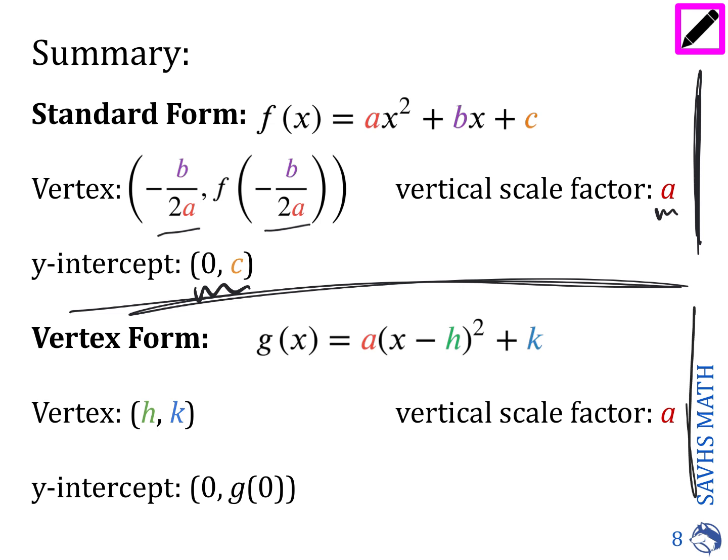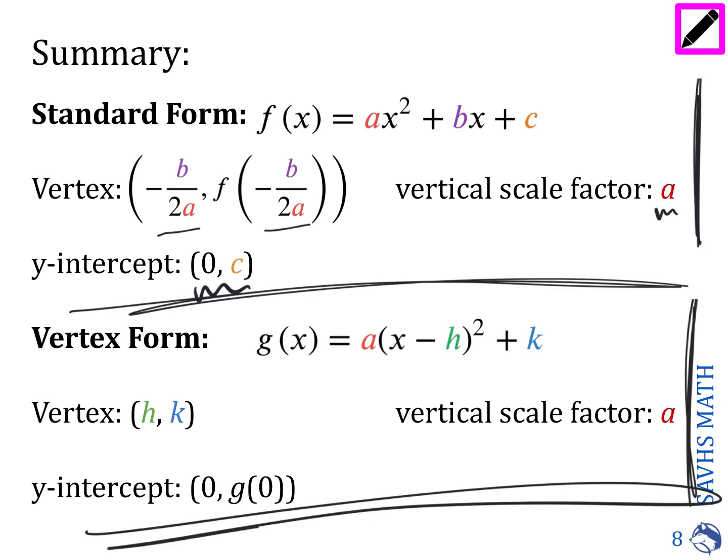From vertex form, we know even more stuff because we can figure out the vertex, we can figure out the y-intercept, we can figure out the vertical scale factor, and from there, we can graph.